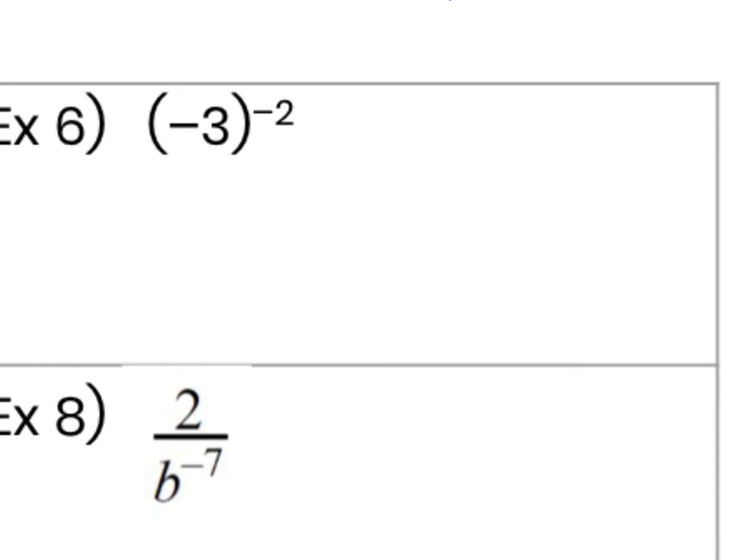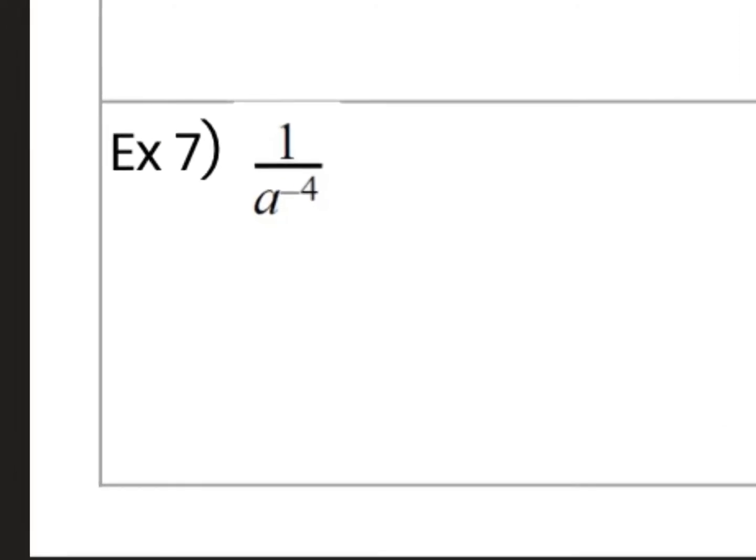So let's look at the next one. Negative 3 to the negative 2nd power. So same thing, it's a negative exponent. So I want it to be a positive exponent. So I'm going to move that to the bottom and make it a positive exponent. But notice how I left negative 3 in parentheses. If it was like that the first time, it needs to stay like that the second time. And then we're going to fill in the top with a 1.